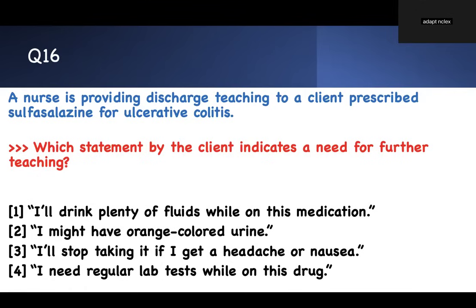I will drink plenty of water, fluid while on this medication. I might have orange color urine. I will stop taking it if I get headache and nausea. I need regular lab tests while on this drug. The blood level needs to be checked. You don't need to stop it if you have headache or nausea. A common side effect is that your urine is going to change color, and you have to drink a lot of fluids.